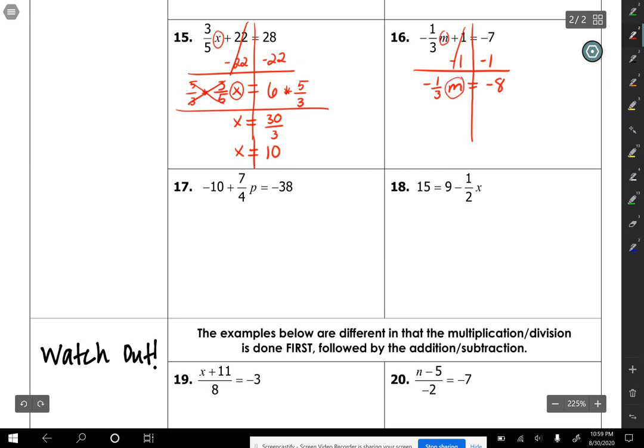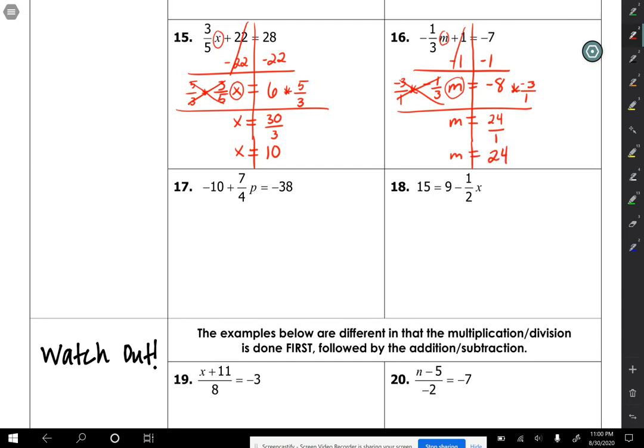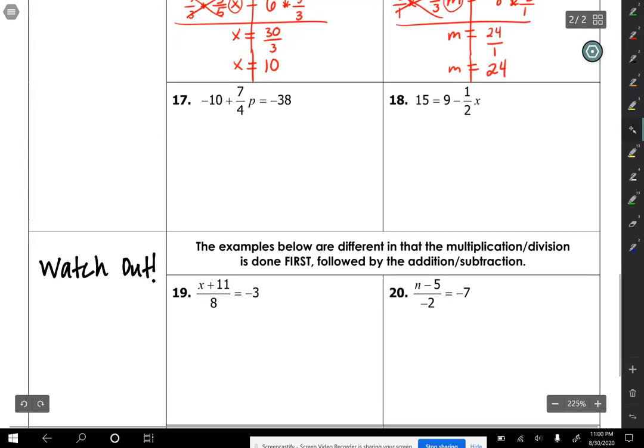Still solving for m. To get rid of this fraction, I can multiply by the reciprocal. Those negatives are going to cancel out. The numbers are going to cancel out, leaving me with, oh, sorry, I didn't write it over here. Multiplying by -3 over 1 as well over here. m equals -8 times -3 is positive 24 over 1. 24 divided by 1 is just 24.